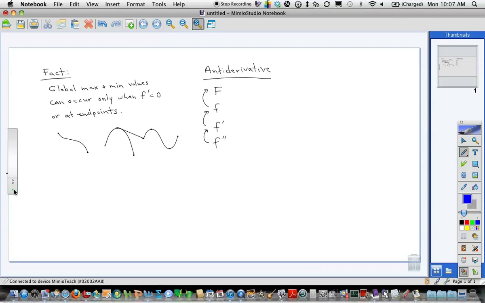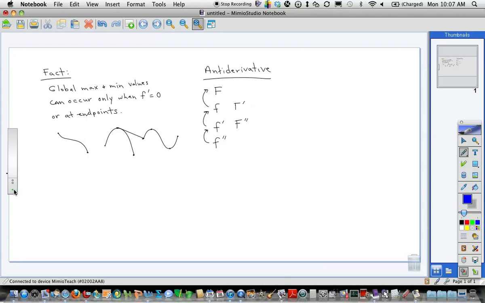Now that also tells us that another name for little f would be big F prime. Big F prime would be the same thing as little f. Since big F is the antiderivative of little f, if you do the derivative of big F, that should give you little f. And then this would be big F double prime and so forth. So just understand that notation.